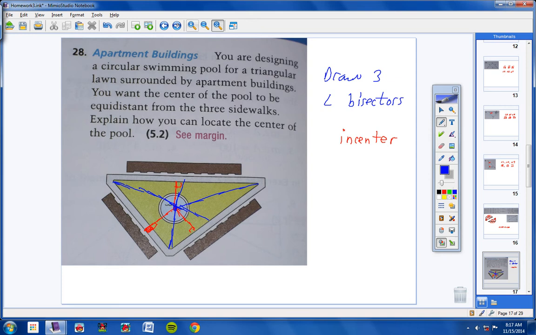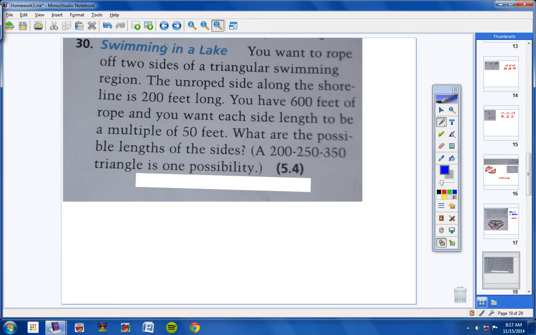Alright, number 30. Okay, you want to rope off 2 sides of a triangular swimming region. The unroped side is 200 feet long. You have 600 feet of rope, and you want each side length to be a multiple of 50. What are the possible lengths of the sides? Okay, well, here we go. So basically, students, here's what they're saying, okay? There's an unroped side along the shoreline that's 200 feet long. So it looks something like this. Here's the shoreline.